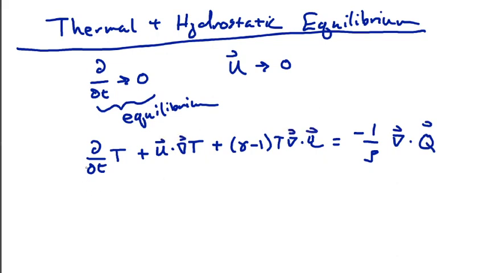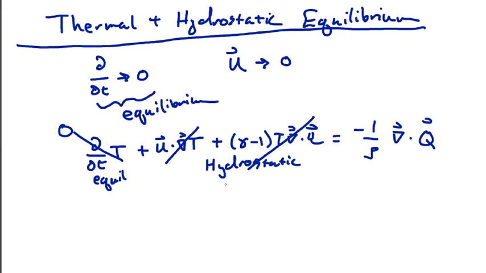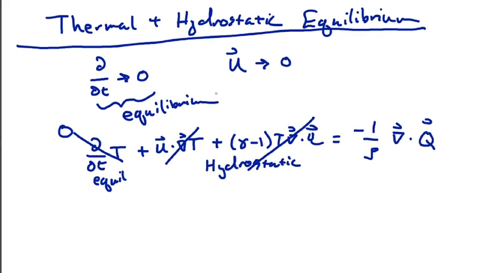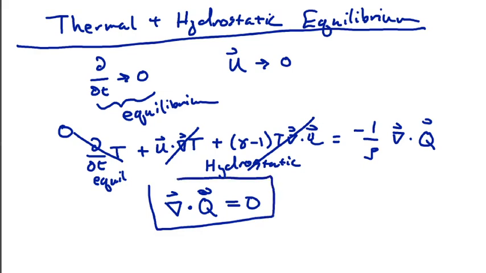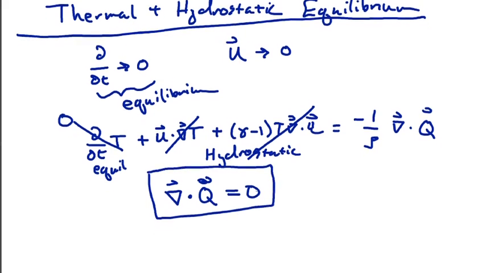Under equilibrium, this term is 0. This is for the equilibrium. And then our velocity-related terms are 0, and these are because of the hydrostatic assumption. So for a system in thermal and hydrostatic equilibrium, our balance equation is that the divergence of the heat fluxes is 0. So that's our equilibrium equation.